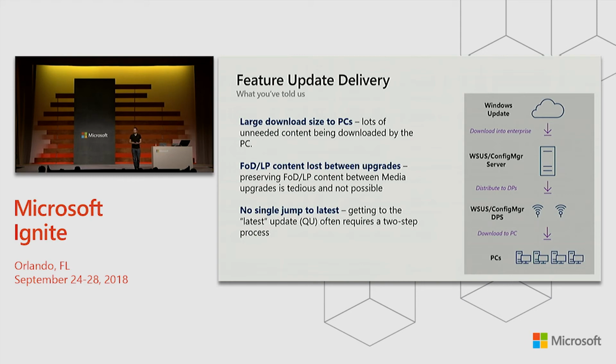Similarly, we heard the feedback that for feature updates, there was a large download size to the PC, and that often your feature on demand or language packs were lost between upgrades. And there was no single jump. You had to upgrade to the latest feature update, and then you had to go and patch to get to the latest quality update as well. So it was a two-step process.